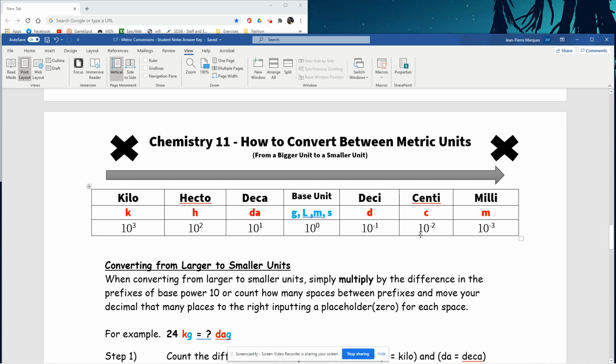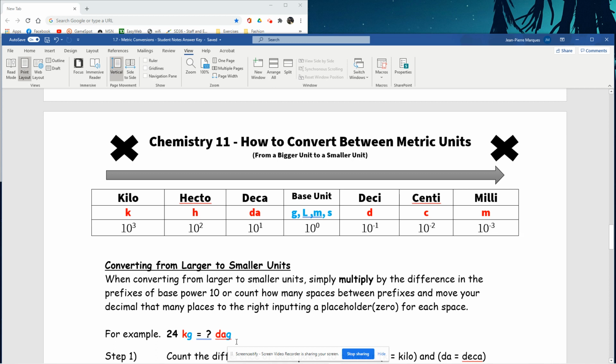Okay? So my first example here is I have 24 kilograms of something, and I want to convert it into decagrams of something. You will notice my base unit I've highlighted in blue here is grams. There are prefixes associated with both. So I've got 24 kilograms. Each kilo is 1,000 grams, so I've got 24 of those. And I want to convert it into decagrams. Each decagram is 10 grams. Okay? I want to figure out what is the equivalent amount.